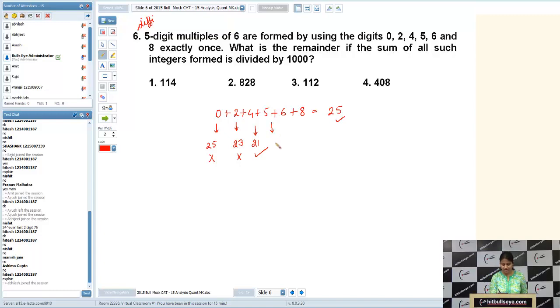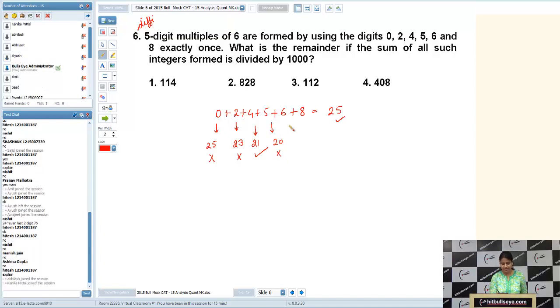If we drop 5, the sum will be 20, not applicable. If we drop 6, the sum will be 19, not applicable again. If we drop 8, the sum will be 17, not applicable. So we are left with only one case where 4 cannot be used here. That's why we are left with 0, 2, 5, 6, 8. These are the 5 digits we can use to make a number which is divisible by 6. Now, since my number should be divisible by 6, divisibility of 3 is done.